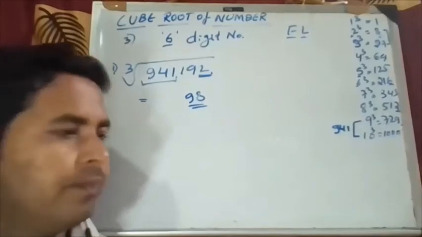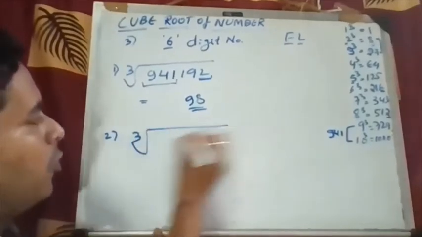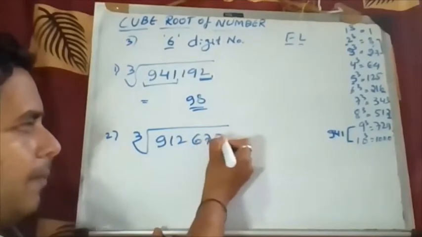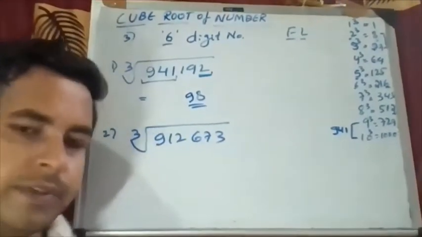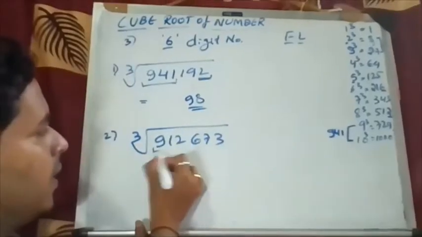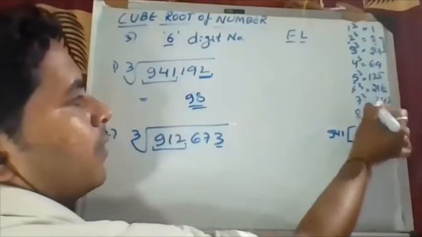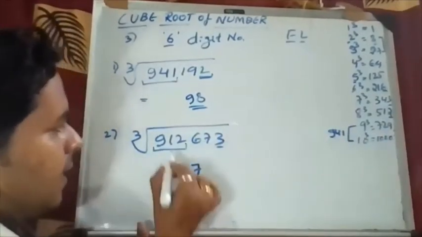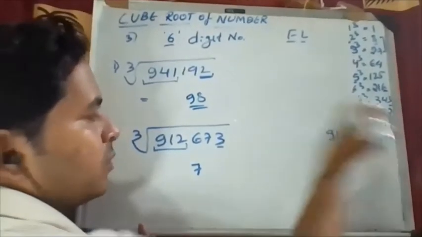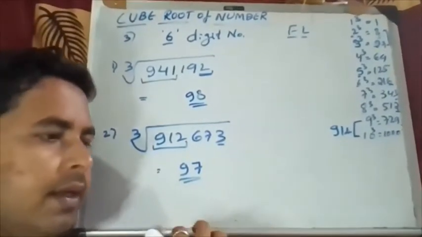Okay, now I'll take one more example. You try. Cube root value of 912673. 97 is the answer. So here make a group of 3 and 3. This 3 is here, check the table, 343. Its value is 7. So 7 is the last digit, and 912 lies between 9 and 10. The smallest value is 9. So your value will be 97. And take one more example.